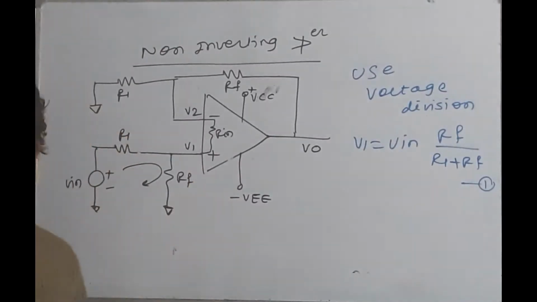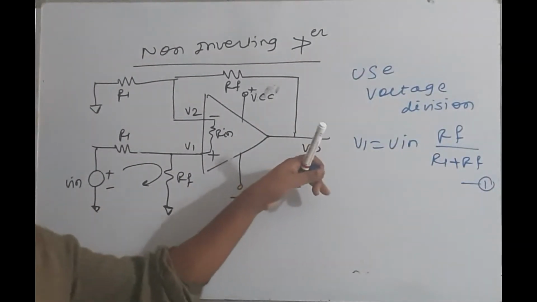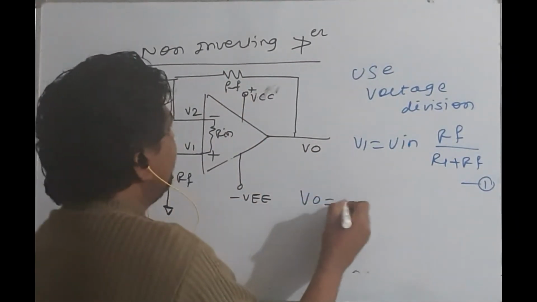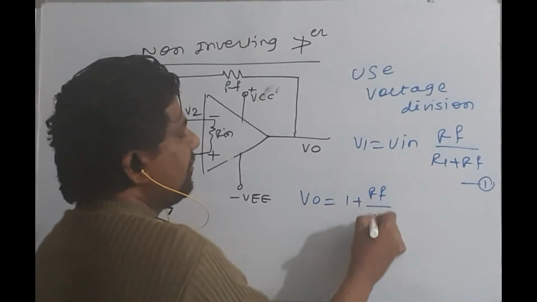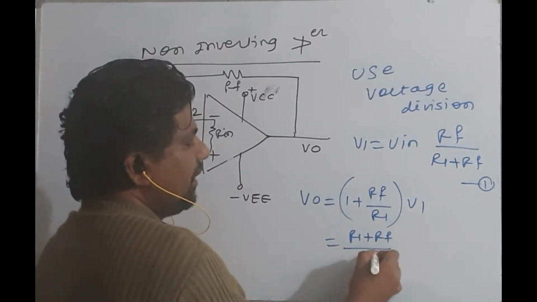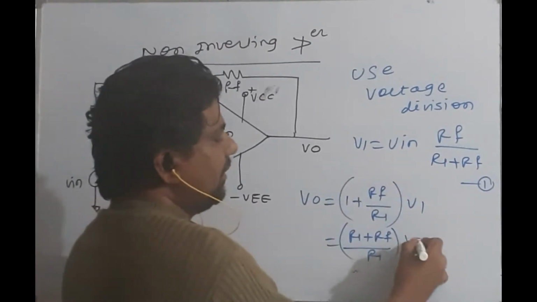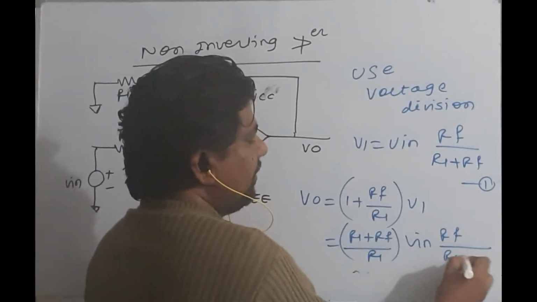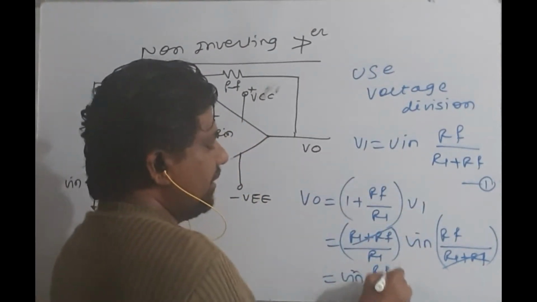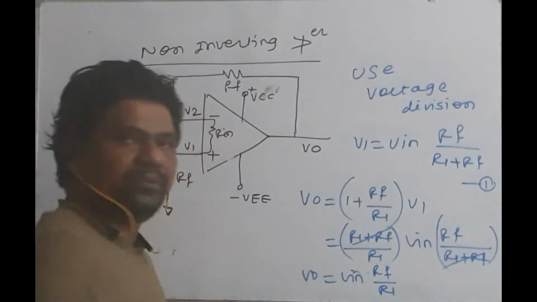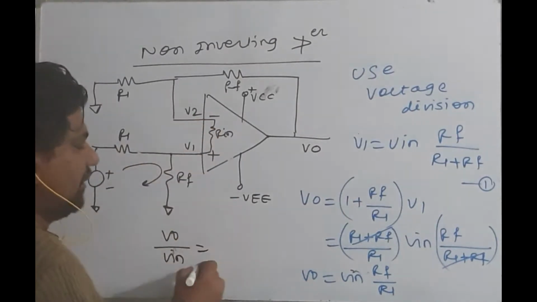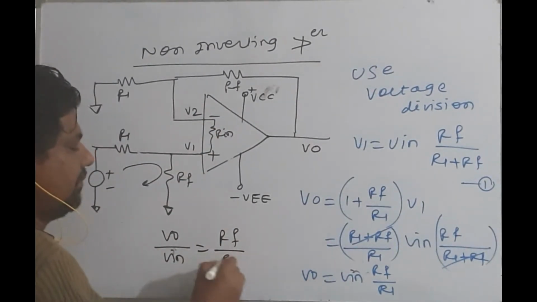I got this V1. Now I know that V0, for a non-inverting amplifier, is equal to 1 plus Rf upon R1 into V1. So V0 is (R1 plus Rf) upon R1 into V1, and the value of V1 from this equation is Vin into Rf upon R1 plus Rf. So this will cancel with this. So Vin into Rf divided by R1 is nothing but V0. So I will get V0 upon Vin, the closed loop gain, since I am using negative feedback, equal to Rf divided by R1.